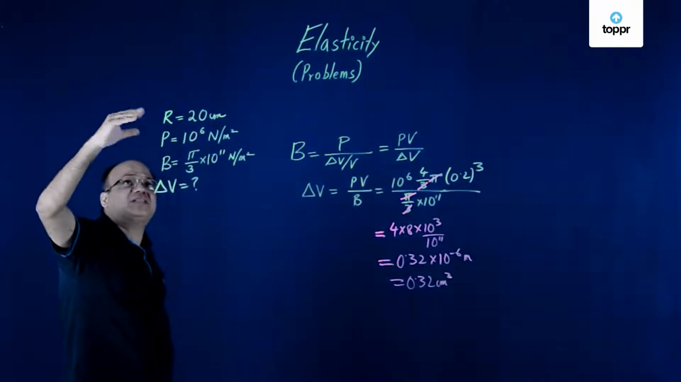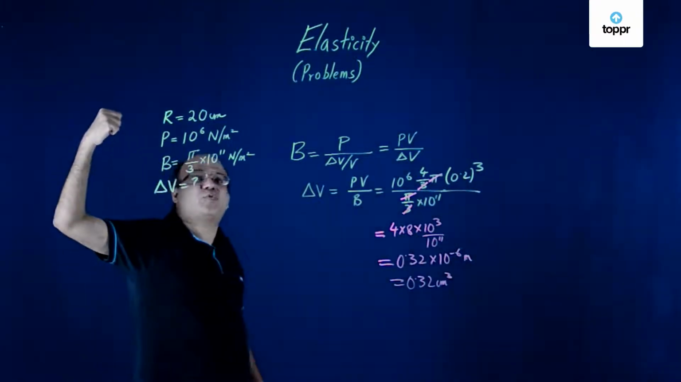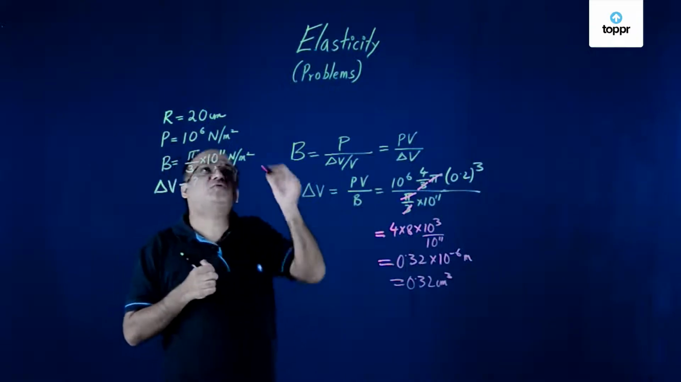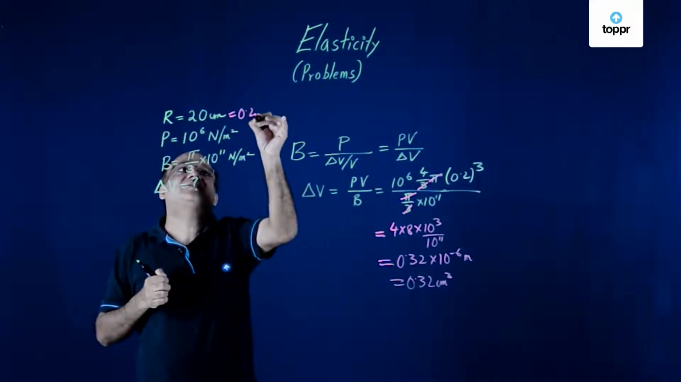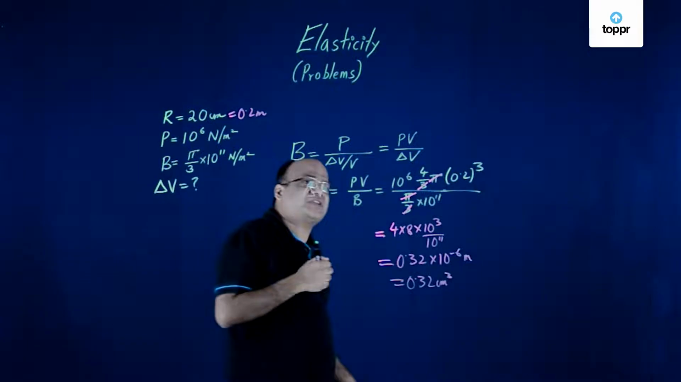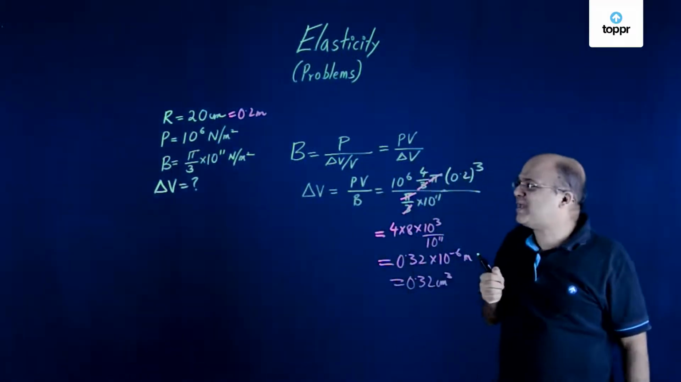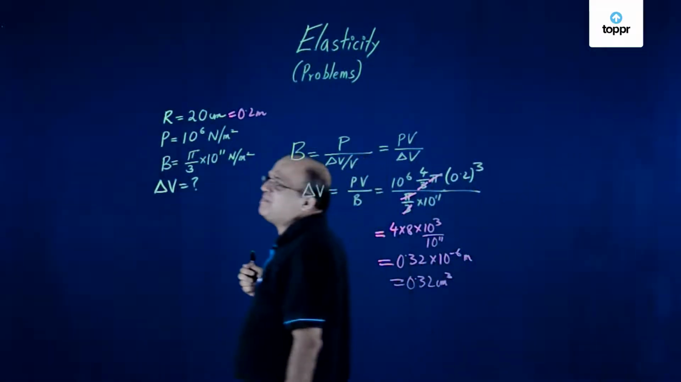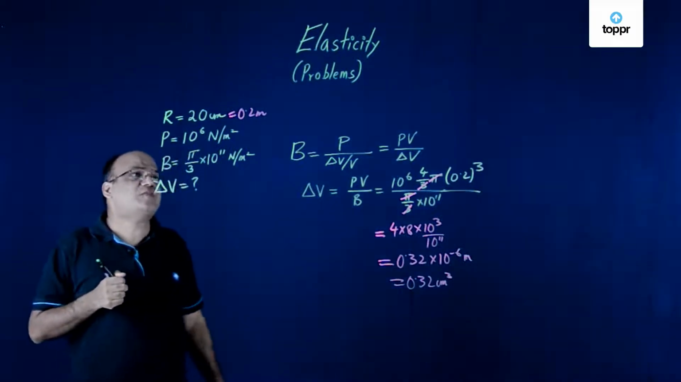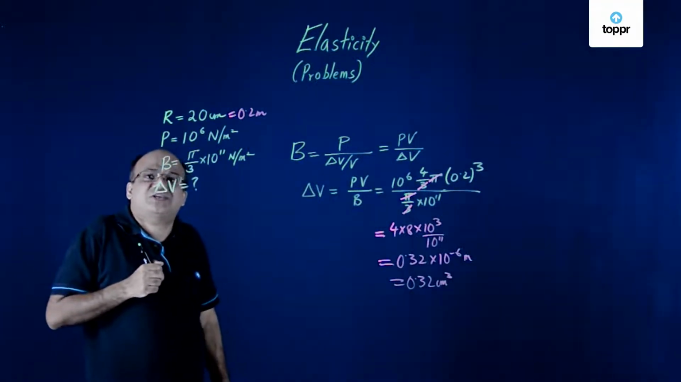Radius of the solid sphere was given as 20 centimeter, that is 0.2 meters. The pressure was 10 to the power 6 Newton per meter square. The bulk modulus was pi by 3 into 10 to the power 11 Newton per meter square. We have to find the change in volume.